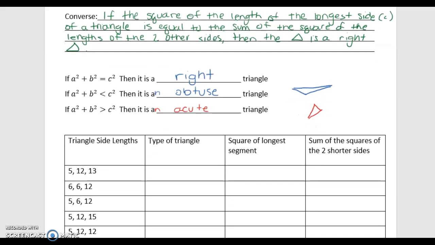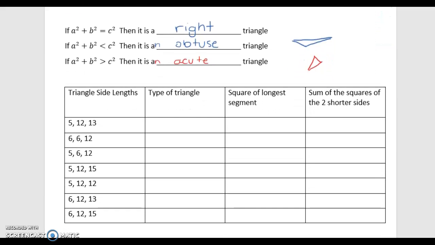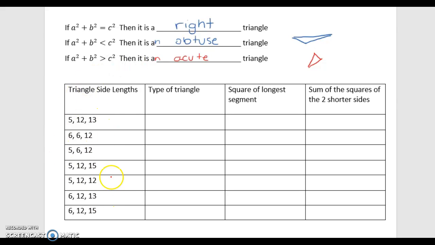So we're going to use this newfound knowledge and we're going to figure out, with these side lengths that were given, what type of triangle they are. If it's a right triangle, an obtuse triangle, or not a triangle at all. Okay, so this first one, now I've given you this table. We're going to end up figuring out what type of triangle everything is. But step by step, we're first going to square the longest side. We're going to add the squares of the two shorter sides. And this is effectively a squared plus b squared. And this one is c squared. So that's all we're doing.